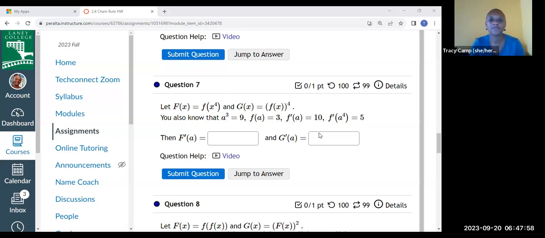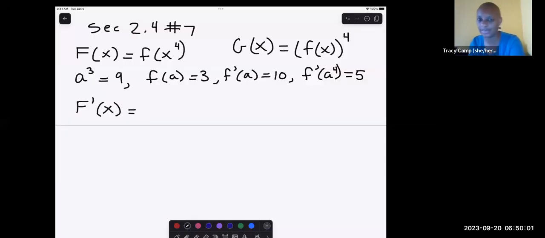And then we're given all this information, and we're asked to find big F prime of A and big G prime of A. I wrote all the information down. First I just wanted to find big F prime of x, in order to use the chain rule first, and then we'll plug A in.